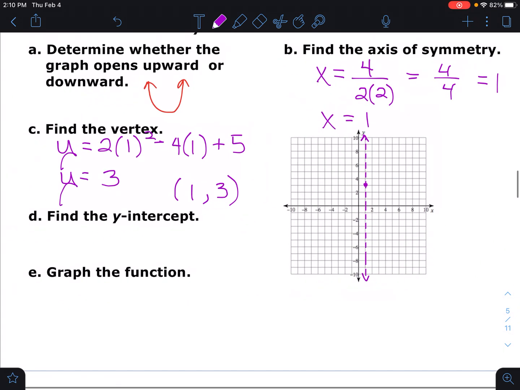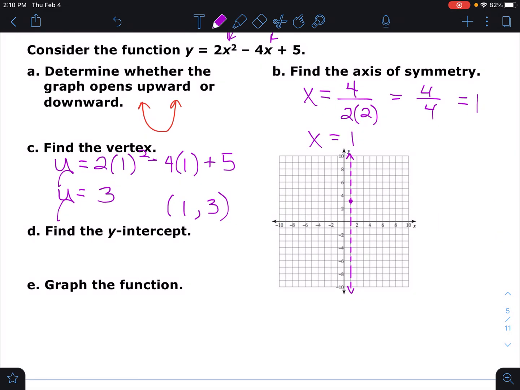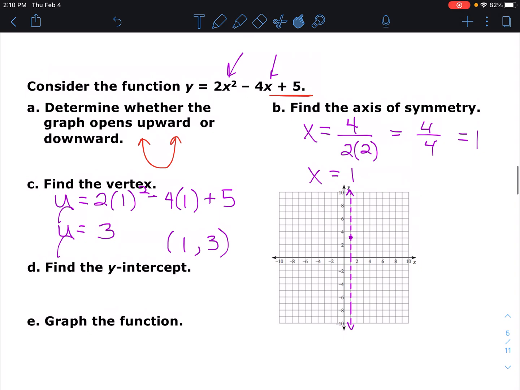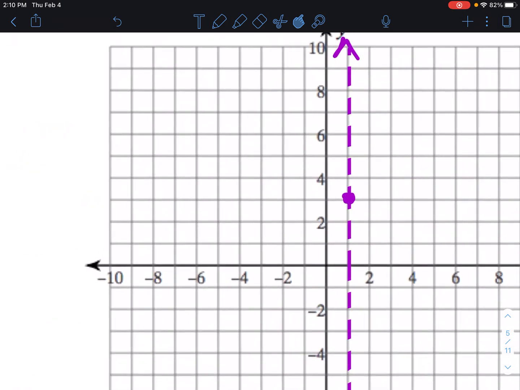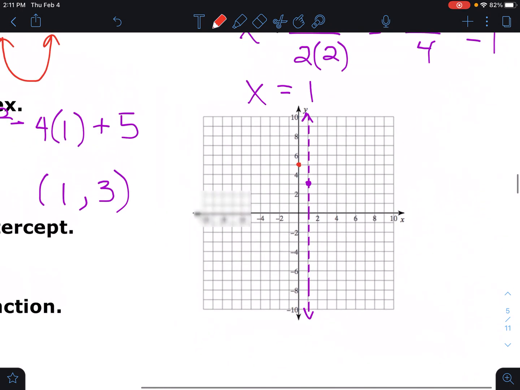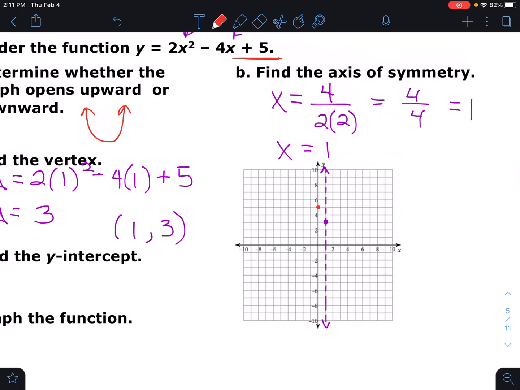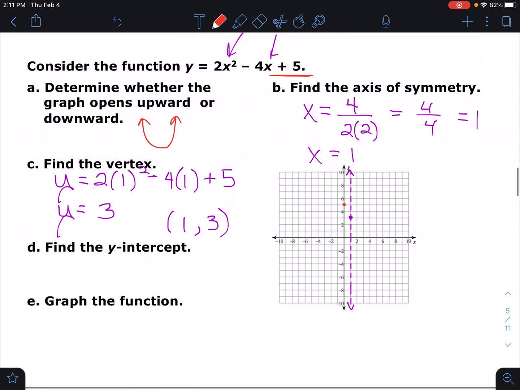Okay, now the y-intercept. The y-intercept is your c value, so it's this number right here. So it's 5. On the y-axis, then, I'm going to find 5 and make a dot. Now, I need more than 2 points to make a quadratic function, right? So I should write y-intercept equals 5.